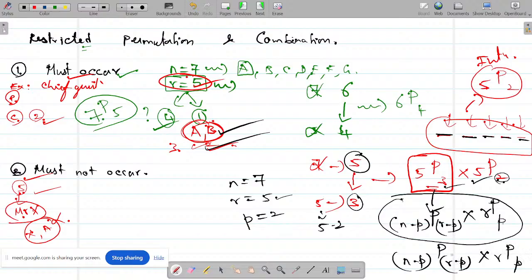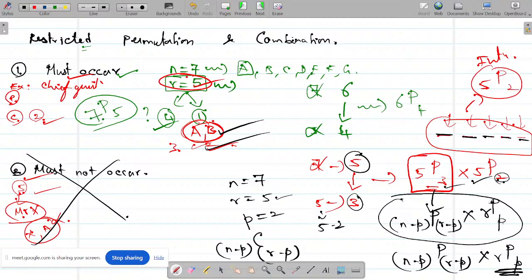This is for permutation. Let me finish off combination. Probably this one I'll discuss as the second case. Let me finish off combination. What happens in the case of combination? Instead of P, change it to C. So this is N minus P, C, R minus P. You will not get this term because that is for arrangement only.